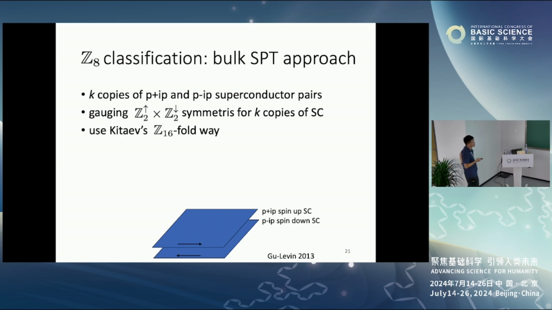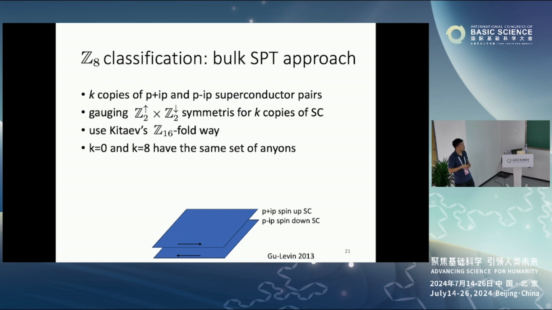And here we can use Kitaev's famous Z16 fold way and ask what we get after gauging the symmetry. The answer is that for k equals 0, gauging this, 0 copies of P plus iP or P minus iP, will give us just the simple toric code. And k equal to 8 will give us another toric code, also with 4 different types of anyons. But the problem is that except this trivial anyon, all the 3 non-trivial anyons are fermions. They are all fermion toric code.